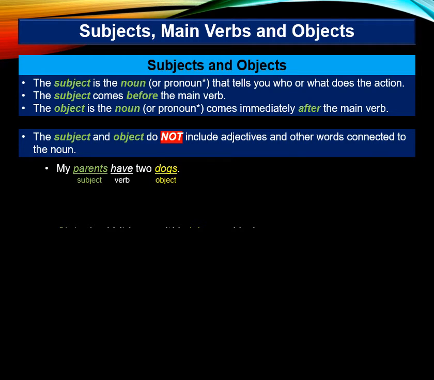For example, my parents have 2 dogs. Parents, have, dogs. My and 2 are connected, but not a part of the subject or object. Next Friday, everyone will receive their winter bonus. Subject, everyone. Verb phrase, will receive. Object, bonus.